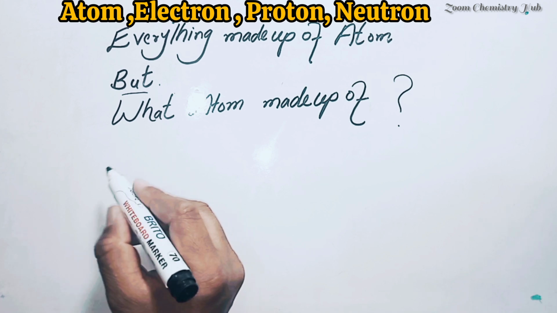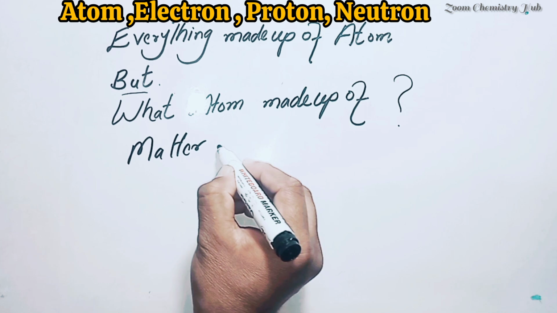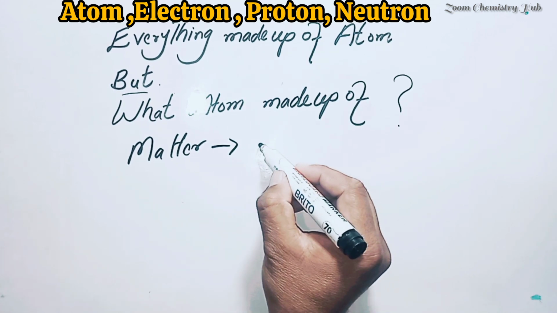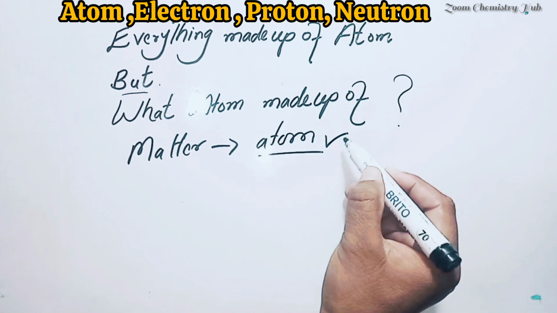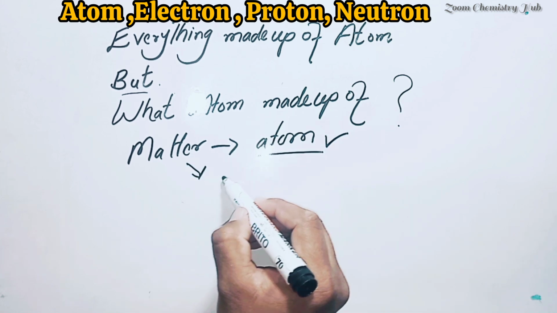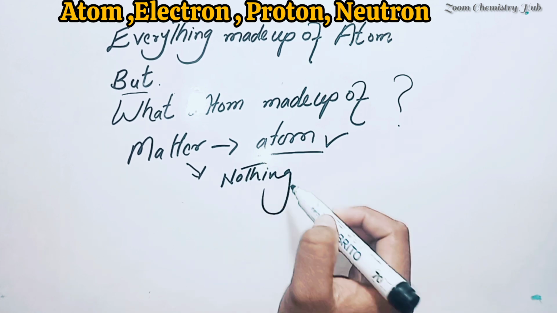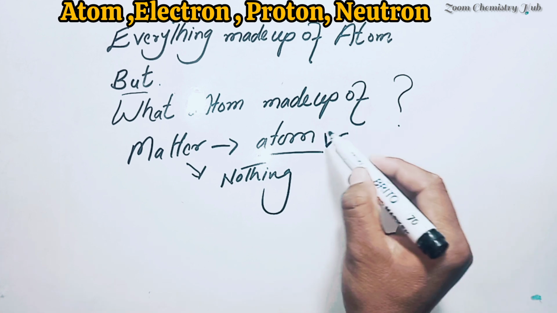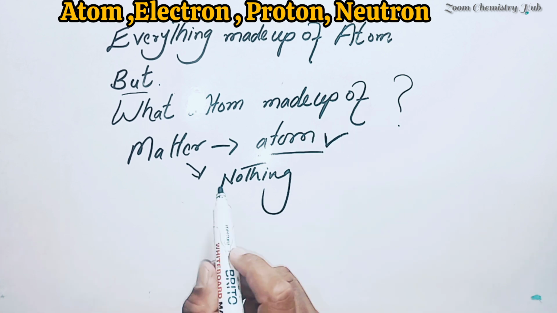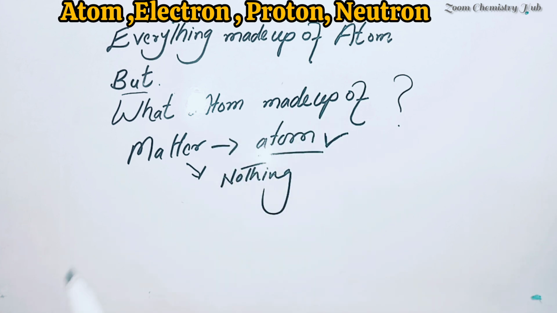We know that matter is made up of atoms, and without atoms matter is nothing. So matter consists of very small particles. These are called atoms. Now we will discuss what atoms are made up of.